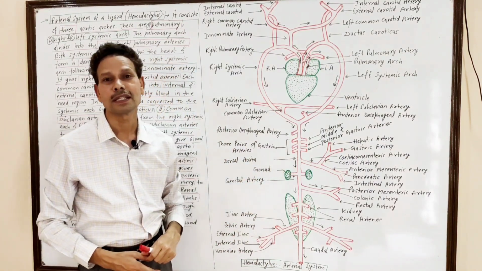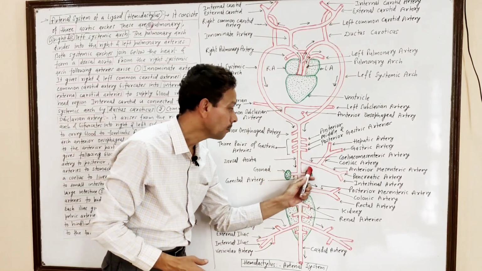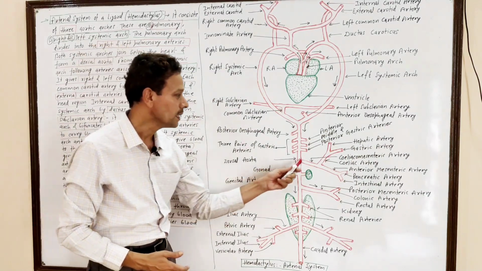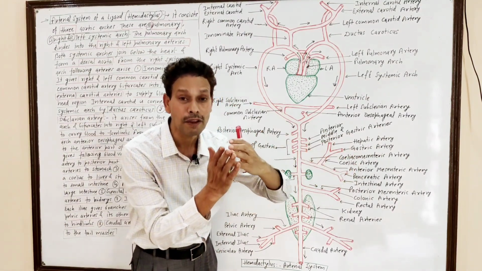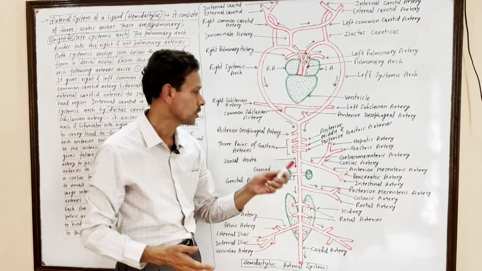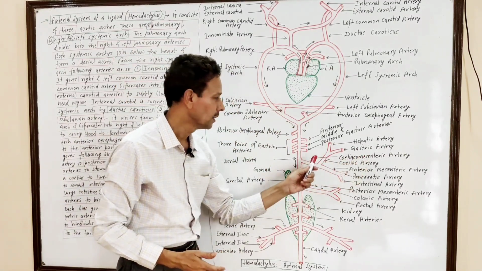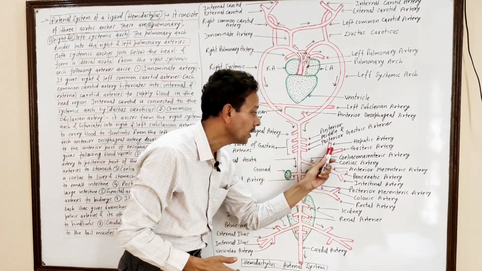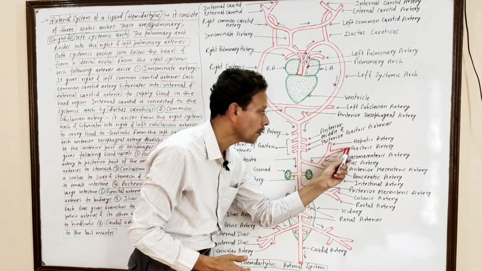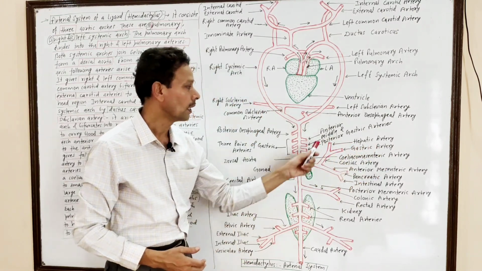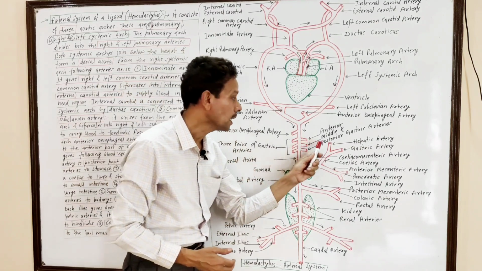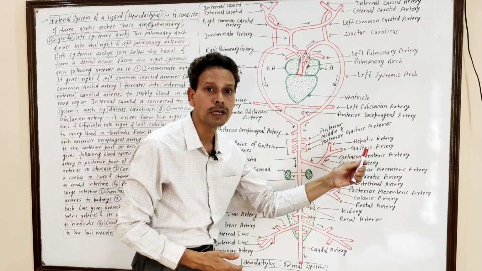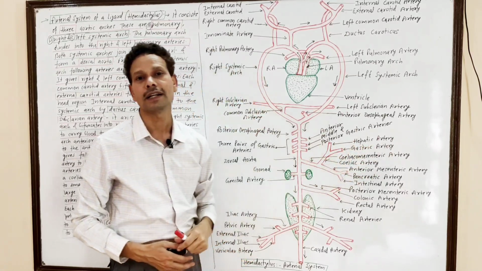This unpaired main blood vessel is the celiaco-mesenteric artery. Note down, this celiaco-mesenteric artery gives two branches: the celiac artery and the anterior mesenteric artery. The celiac artery gives branches to the stomach and liver. The blood vessel which carries blood to the liver is the hepatic artery, and the one which carries blood to the stomach is the gastric artery.